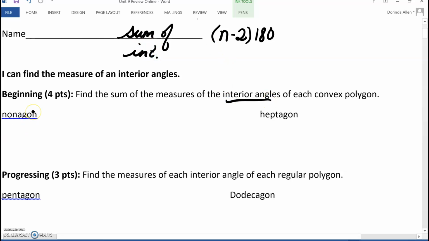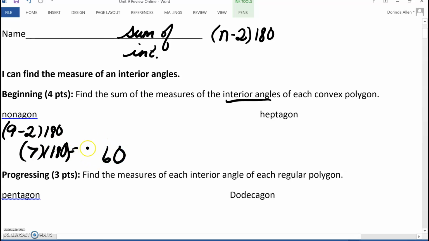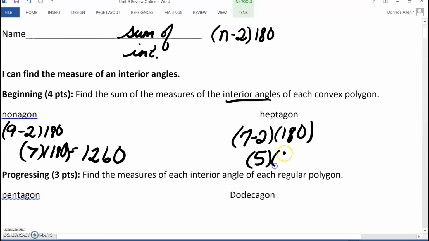So on here, a nonagon is 9 sides, so we take 9 minus 2 times 180. 7 times 180 is 1,260. Heptagon is 7 sides, so 7 minus 2 times 180. 5 times 180, which will equal 900. Right, so that's the sum of the interior angles.